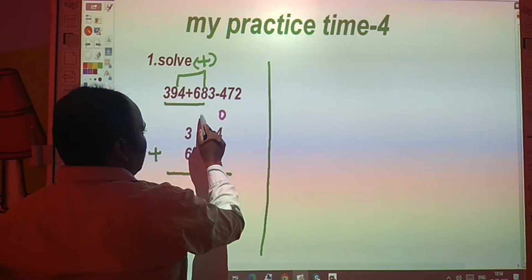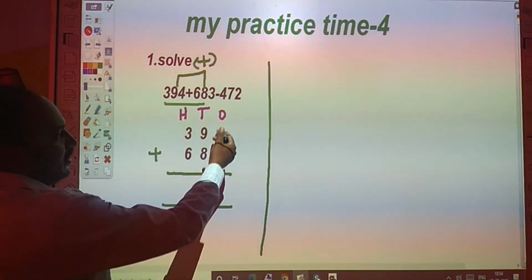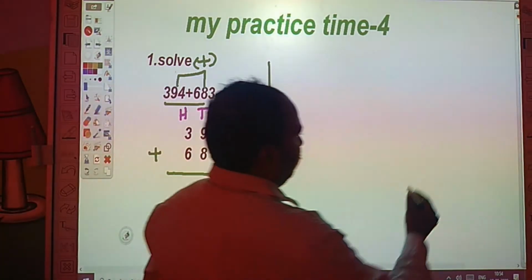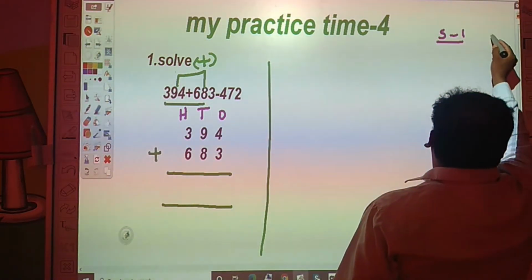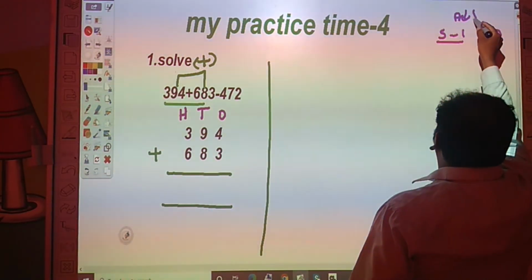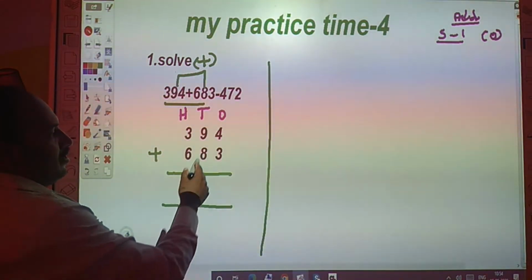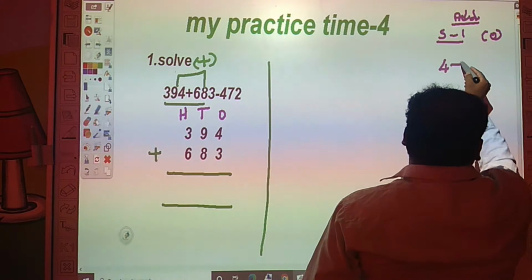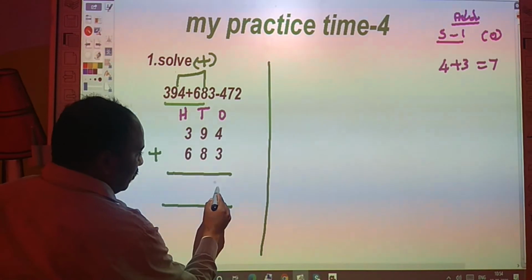Take the place values ones, tens and hundreds. First we add the ones place, 4 plus 3. Step 1. Ones place, 4 plus 3 is equal to 7.